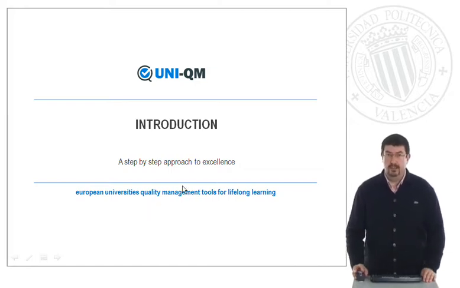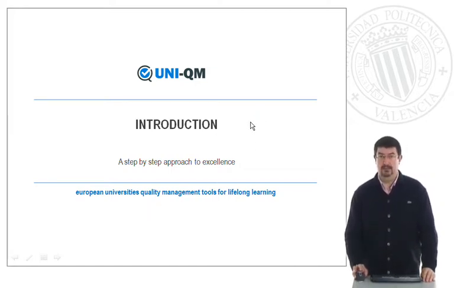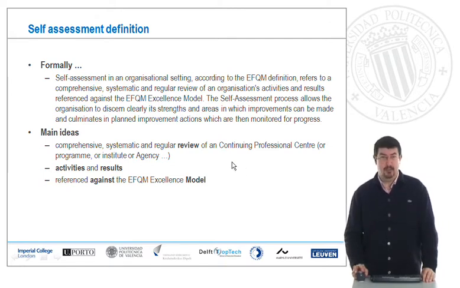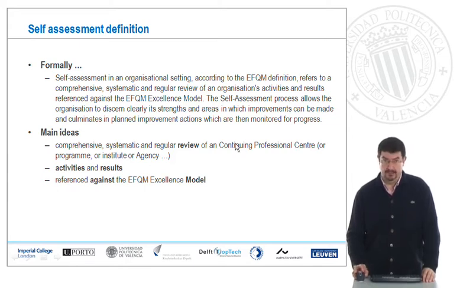Welcome to the introductory module of the set of polymedias we have produced in the UNI-QM project to explain the achievements and the outcomes we have developed. This project, UNI-QM, is based on self-assessment. It is based on the different approaches that come from the different excellent models that, based on total quality management, are helping us to define different ways of checking our activity and different tools to learn from our checking.